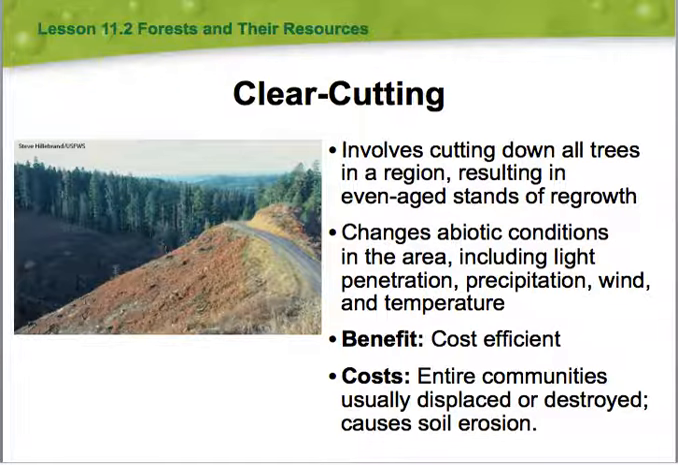Clear cutting involves cutting down all the trees in a region, so they're gone. So that whole hillside used to be trees, it's all gone. It's a very cost-efficient way of doing things, but it has a pretty big environmental effect.